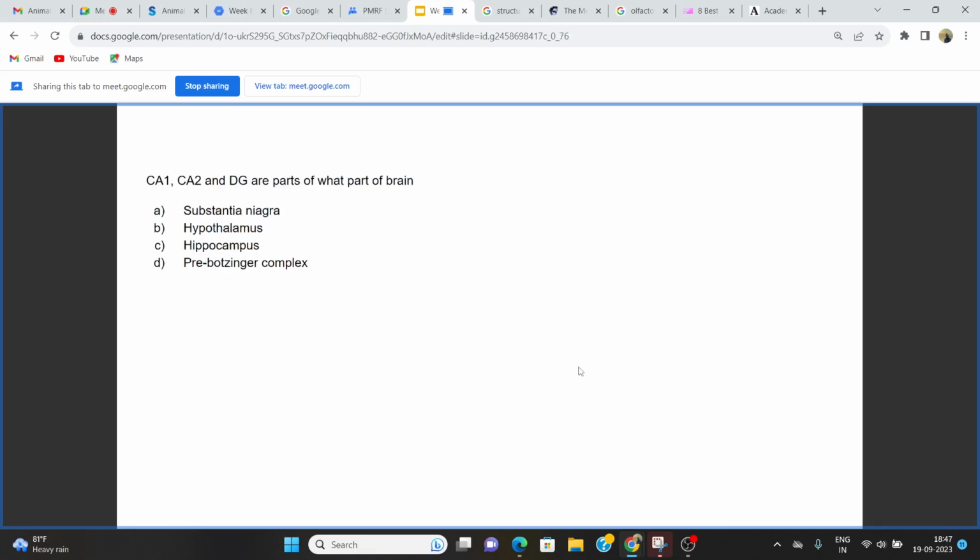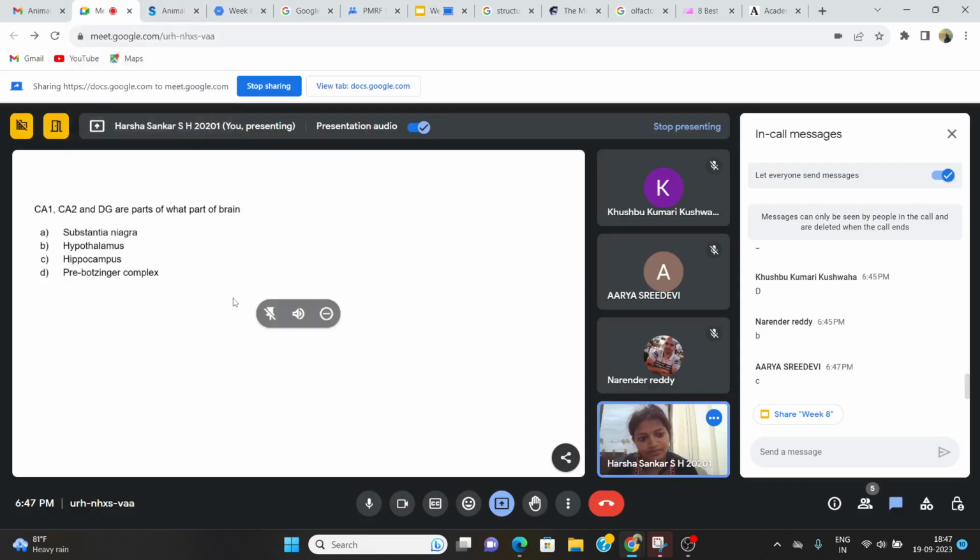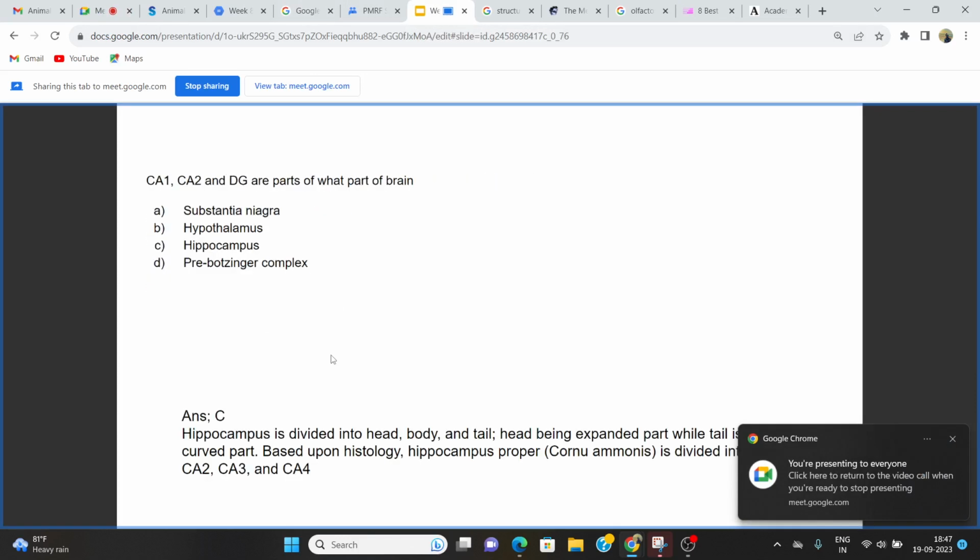CA1, CA2 and DG are part of which part of the brain? Substantia nigra, hypothalamus, hippocampus, Pre-Bötzinger complex. Okay. Maria replied. Pushpu replied. And also replied. So basically answers are C, A and C. Okay. What is the correct answer? We have seen the horseshoe shaped structure and it has three parts, right? Do you remember? So basically answer is C, hippocampus.